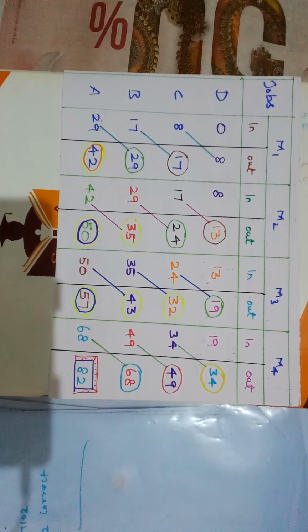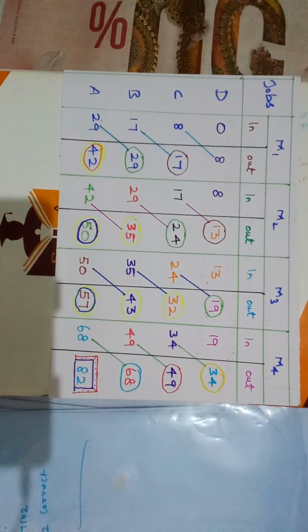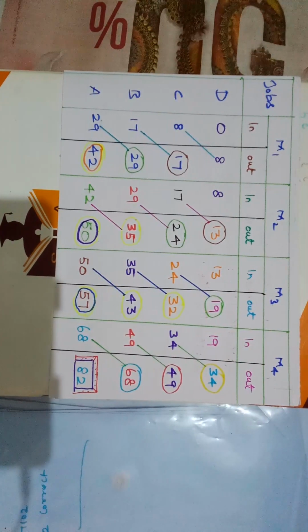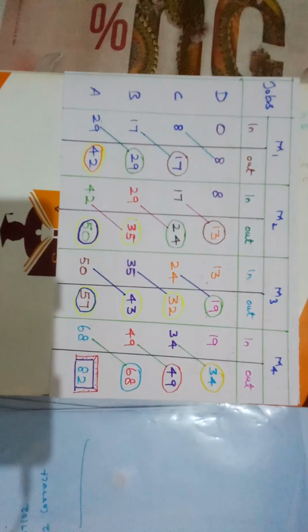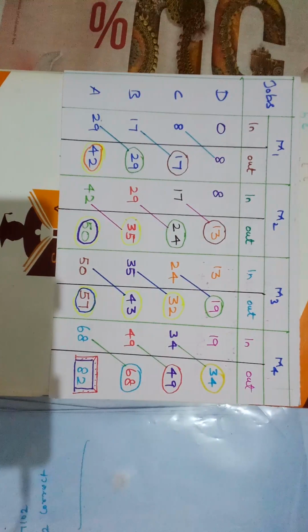From the first one, M1, see M1 only, so forget about M2, M3, M4, consider only M1. Okay, for D, 8 is the outing time, I mean finishing time, so it goes to the next job C, it is the entering time. And for C, in machine 1 we are given, see this, 9 is given. So 8 plus 9, it is 17.